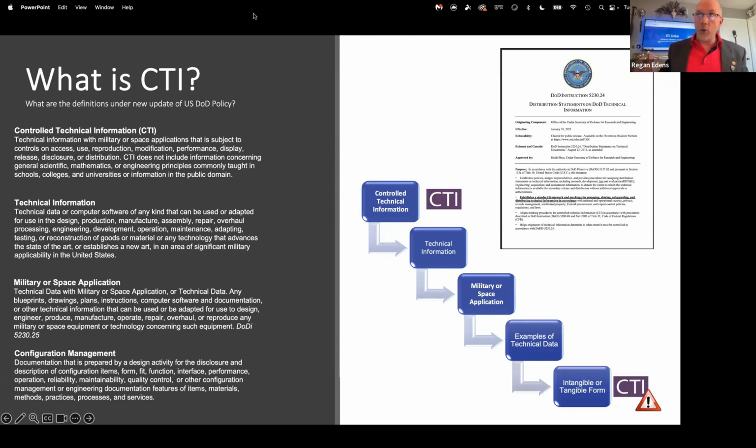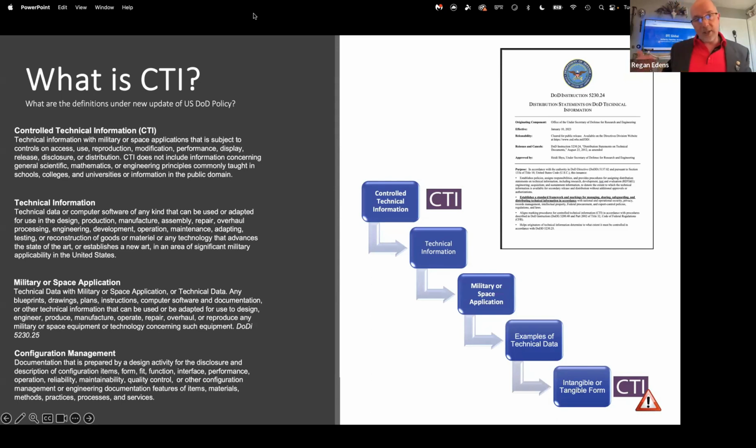Now, commercial items fall into that exception, and we'll explain that a little bit later. Technical information means computer software or technical data that can be used or adapted for use in design, production, manufacture, assembly, repair, overhaul, processing, engineering, development, operations, maintenance, testing, and reconstruction of goods or materials, or of any technology that advances the state of the art or establishes a new art in an area of significant military applicability in the United States.